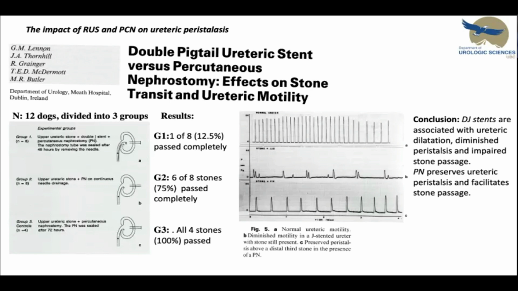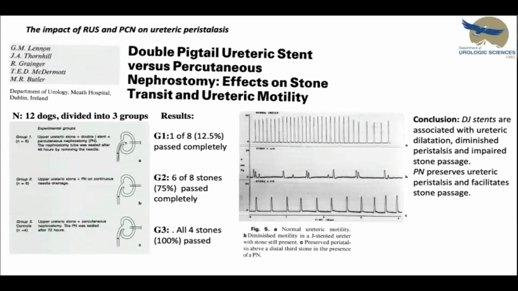In eight dogs, each animal underwent initially bilateral nephrostomies, and an artificial solid 3 millimeter steel stone was then inserted into each upper ureter just below the UPJ. A 4 French double J stent was inserted on one side, and that became group 1, while a percutaneous nephrostomy was left on the contralateral side to become group 2, and in 4 dogs stone only control ureters became group 3. The nephrostomy was sealed after 72 hours in that group.